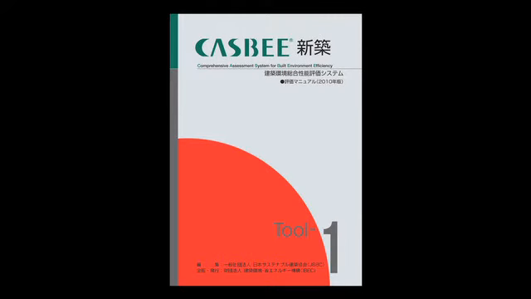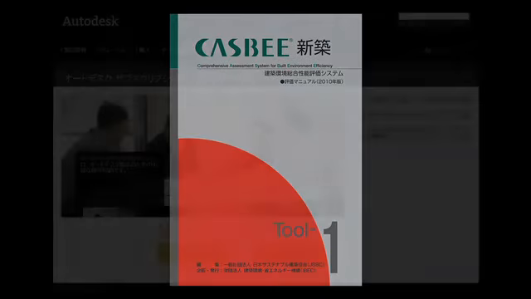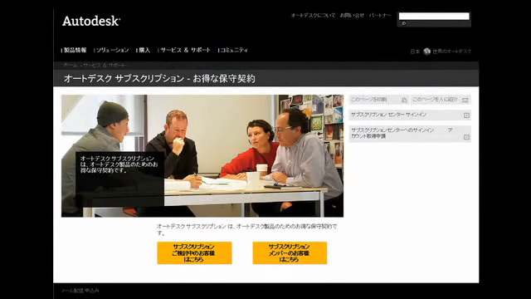Finally, this extension is compliant with the CASBEE for New Construction Simplified version. It can be downloaded from the Subscription Center without additional cost, which is one of our subscription benefits. Autodesk will continue to support the design for a sustainable future.